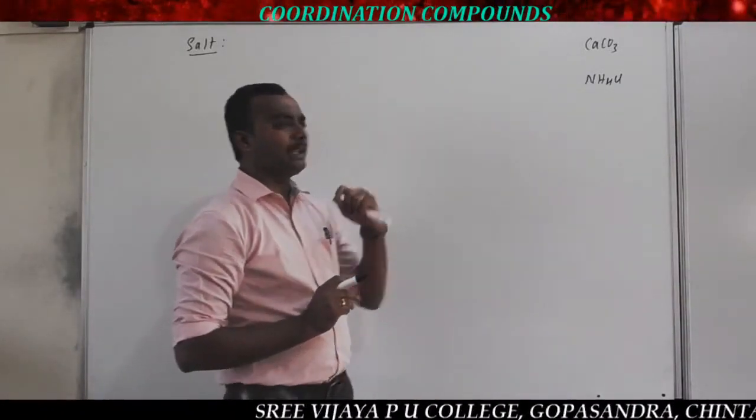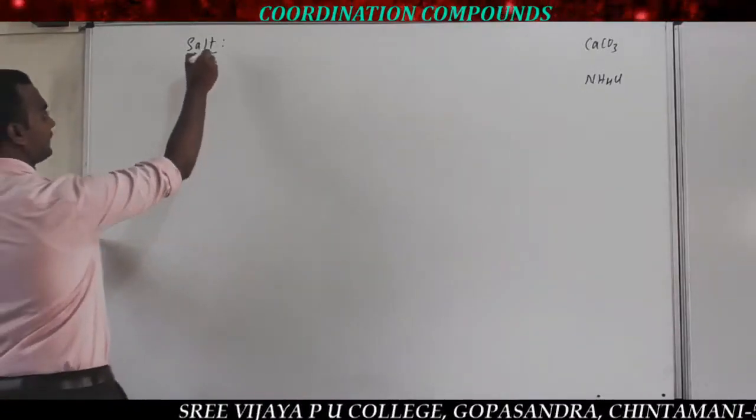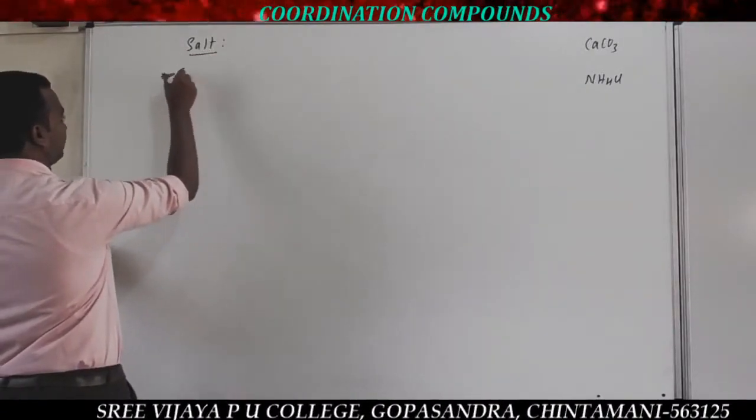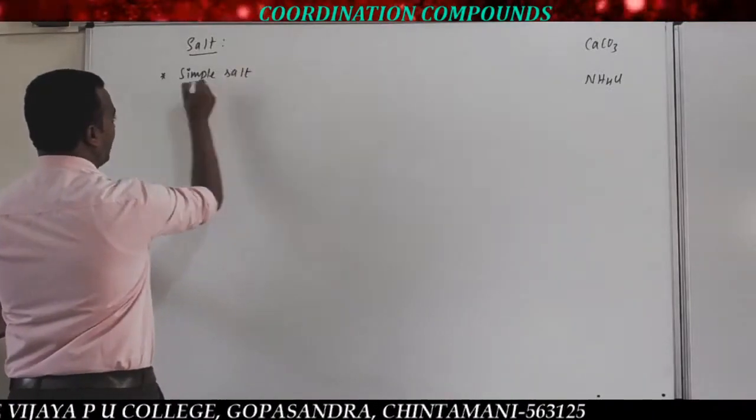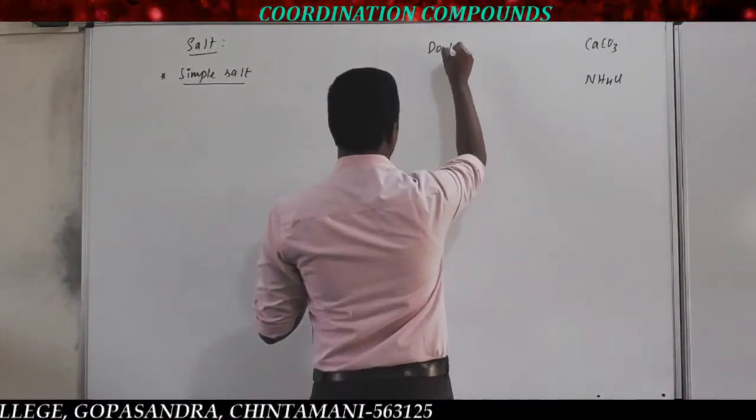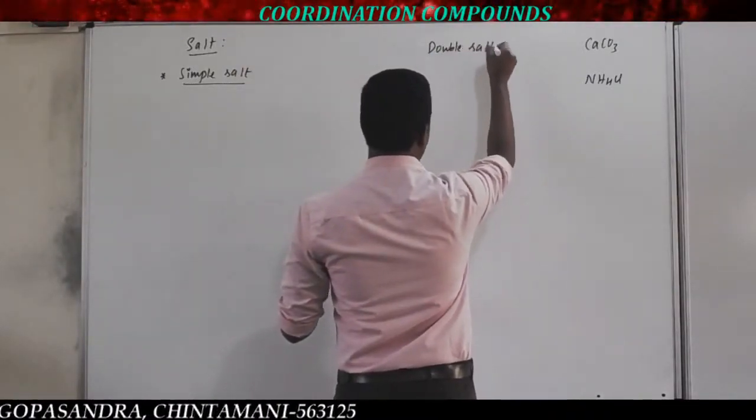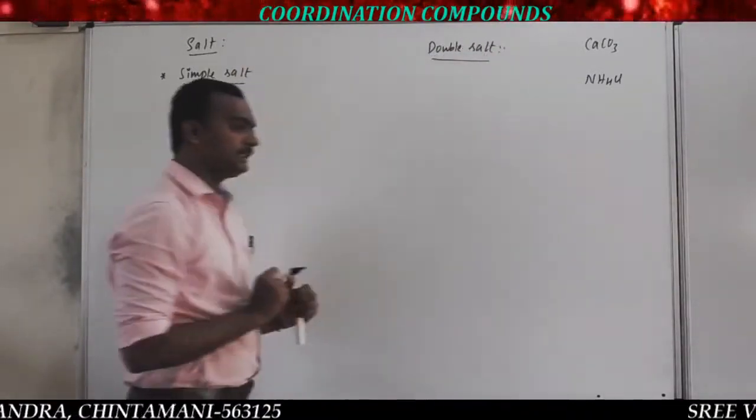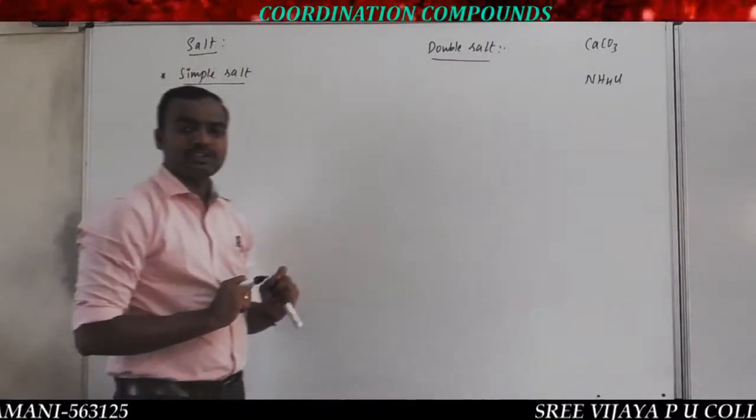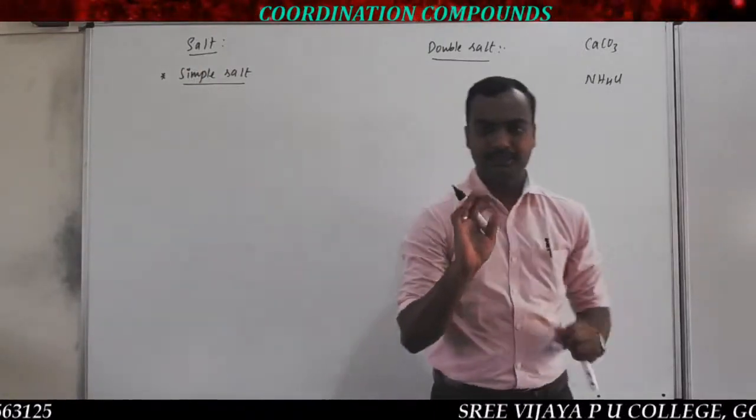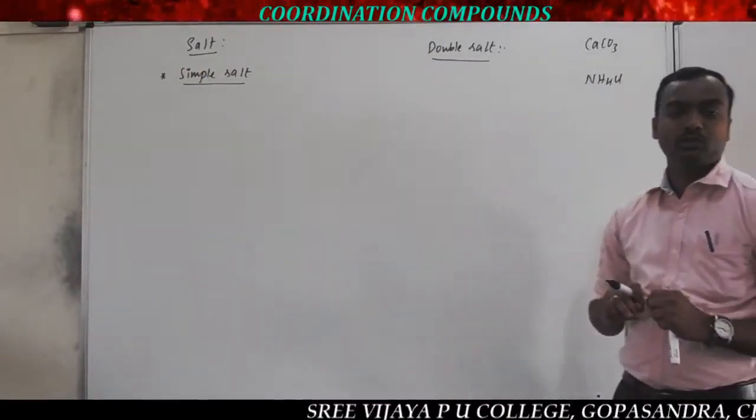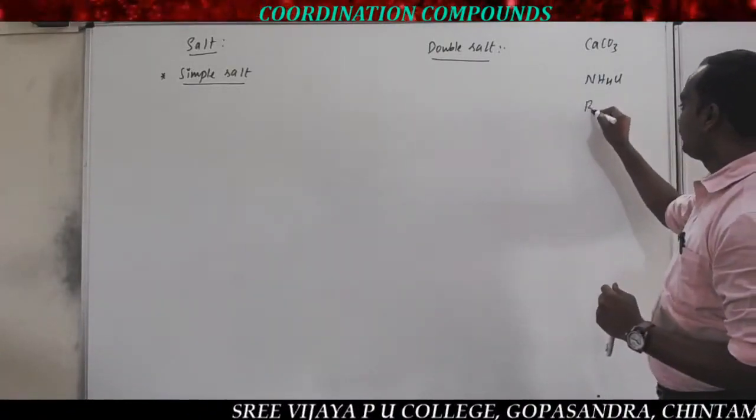Here there are two types of salts. One is called a simple salt, and another one is called a double salt. What is the meaning of double salt and simple salt? Before that, a salt is one which is formed by the neutralization reaction between acid and bases. There are a number of examples: calcium carbonate, ammonium chloride, barium chloride.